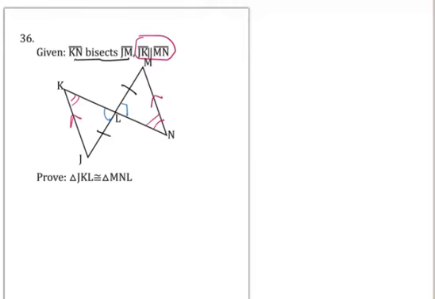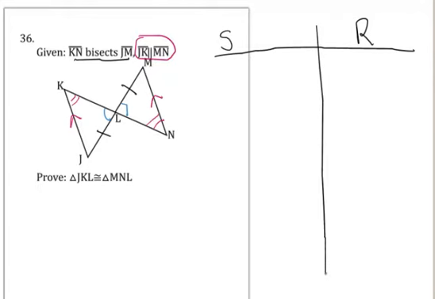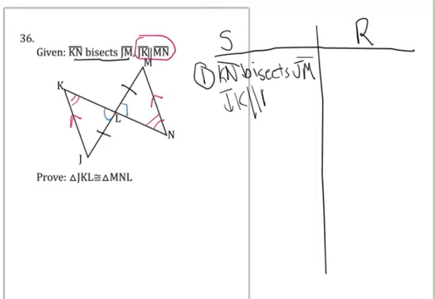Let's go ahead and start it out. I'm going to start with S for statement and R for reason, just to give a little bit of simplicity here. Step 1, we want to write all of our given information. So we know KN bisects JM. We're just writing our given information. That's JK is parallel to MN. So that's given information.